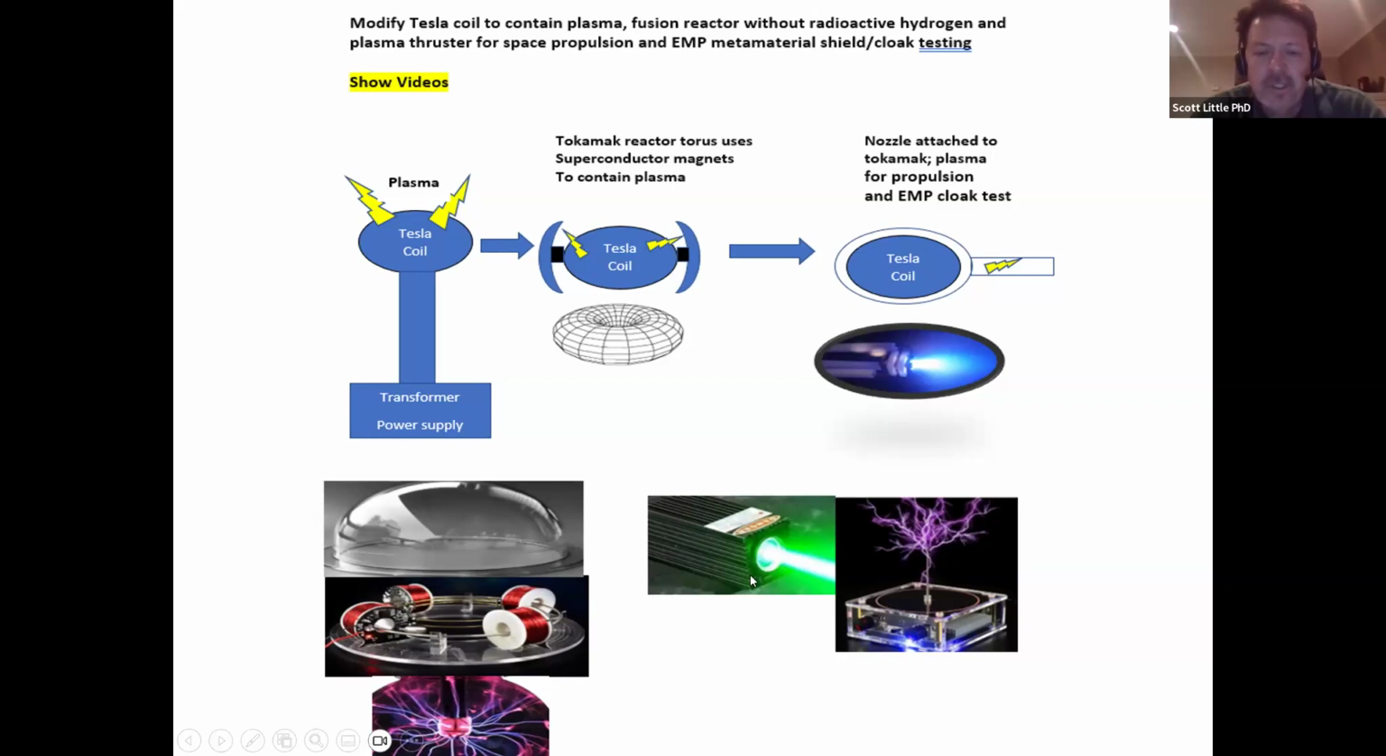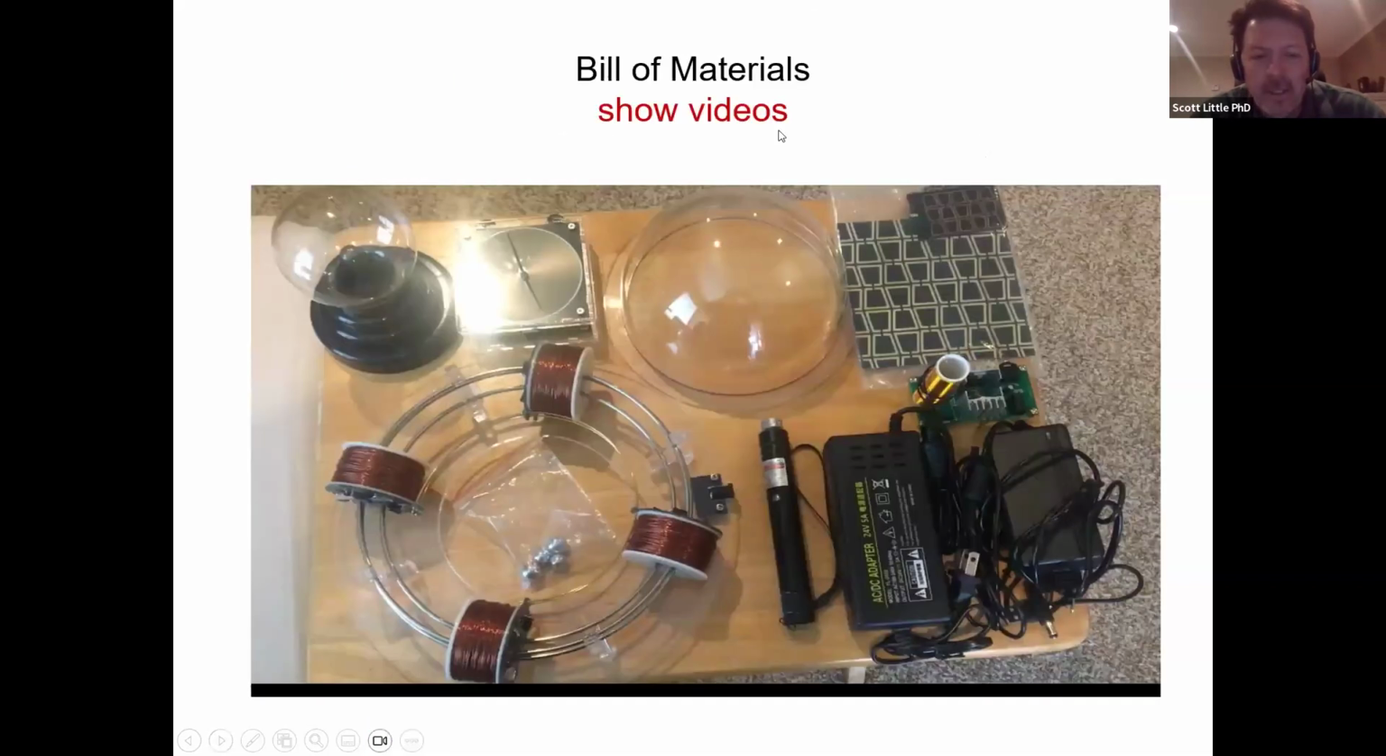I've got a laser over here on the right, which I'm going to use to guide one of these Tesla coils into the cloaking device to see if it's actually working. And here is kind of my very quick DIY tabletop bill of materials.